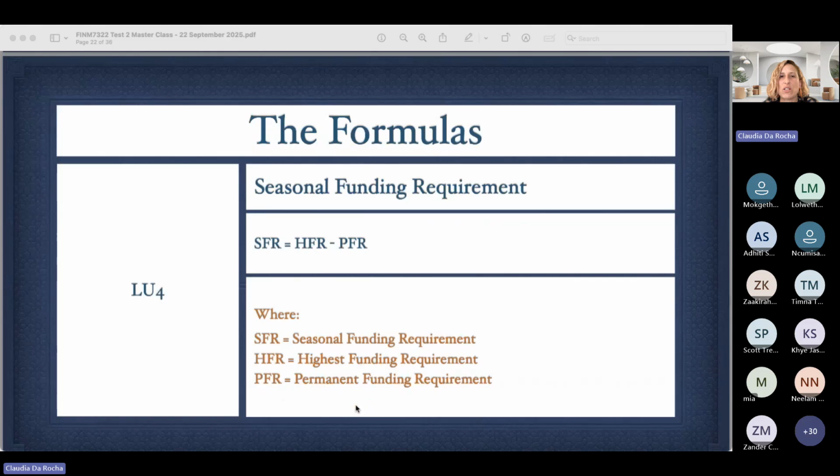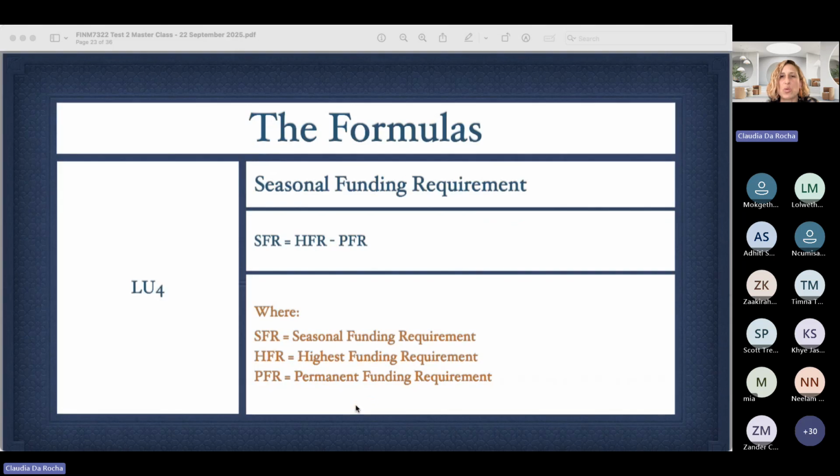Then we have seasonal funding requirement. So this is when our cash basically fluctuates, not consistent. So to determine what we need, we will take our highest funding requirement less your permanent funding requirement, which is the minimum.